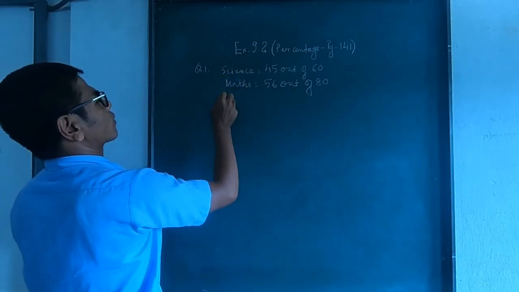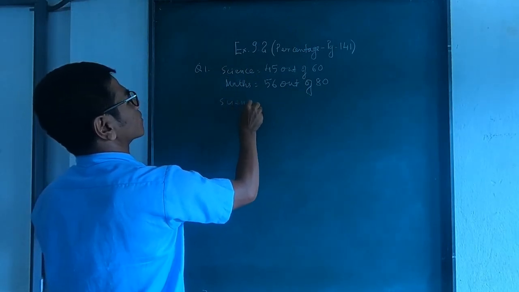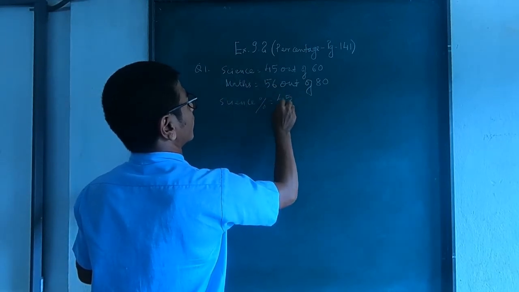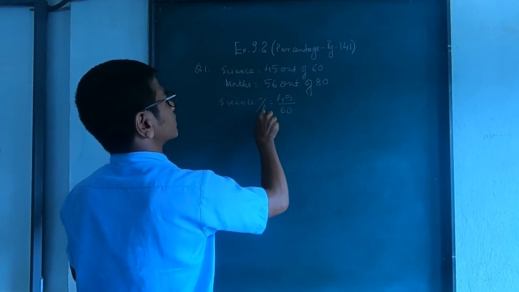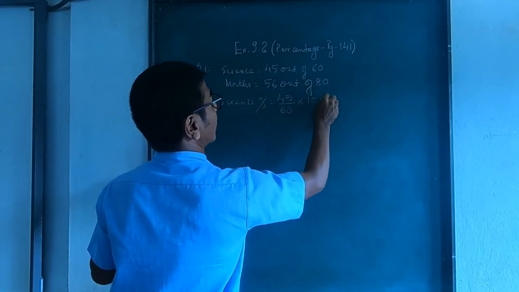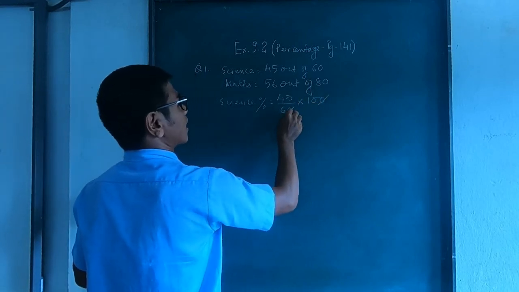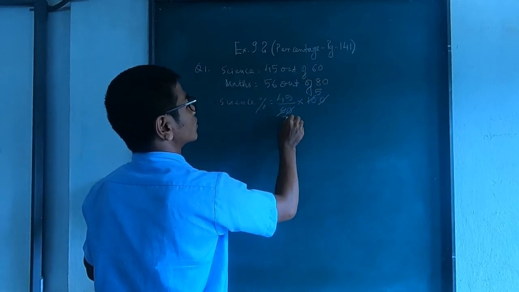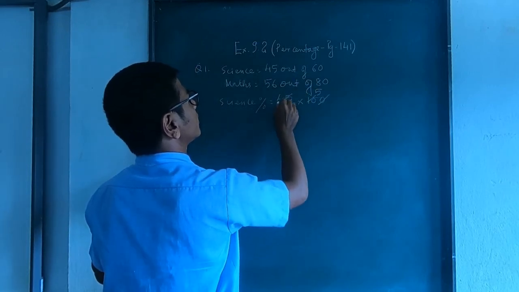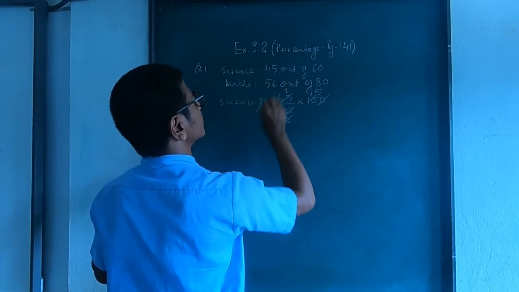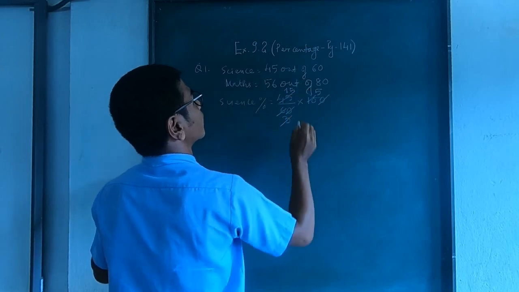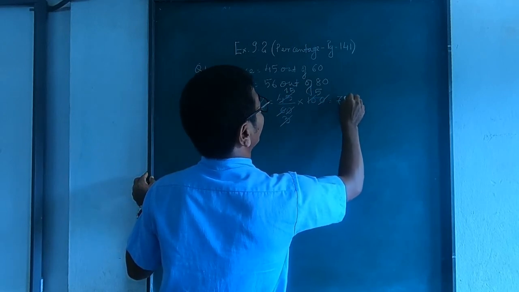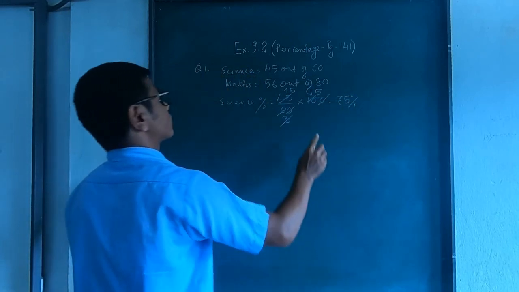Let's see. For science, percentage, he scored 45 out of 60. When it is percentage, we multiply with 100. Strike off the noughts. We cut with 2, 5 to 10, 2, 3 to 6. Then 3, 1 to 3, then 3 fives are 15. If you multiply, you will get 75%. That is for science.